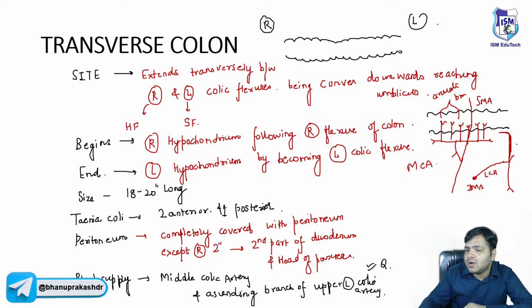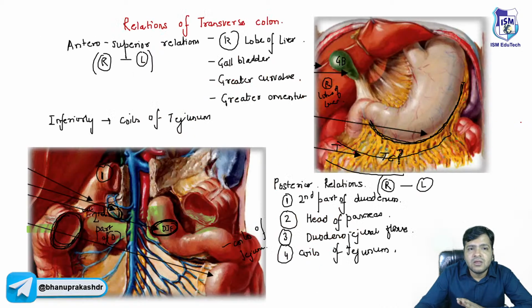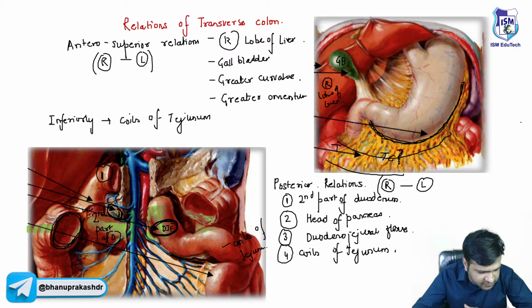It will divide into an ascending branch and a descending branch. So the ascending branch is also supplying this transverse colon, right? So I hope this arterial supply is also clear to each one of you, beta. Just give me a thumbs up if this is clear. I will draw the diagram again for your understanding today, right at the end. So transverse colon is done as of now.